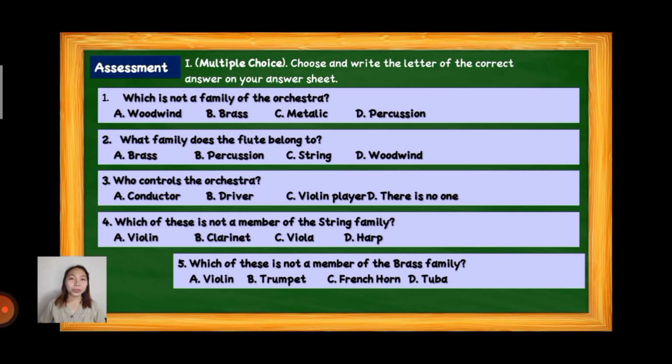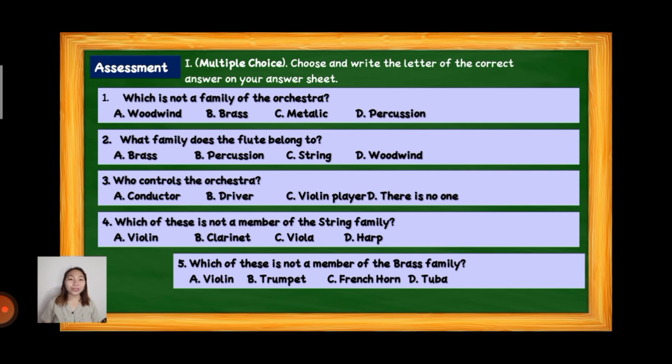Okay, number 2. What family does flute belong to? Asa man to siya na belong? A. Brass, B. Percussion, C. String, D. Woodwind. Okay, number 3. Who controls the orchestra? Okay, katong naa sa tubangan, mo guide nila. Sa man ana? A. The conductor, B. The driver, C. The violin player, letter D. There is no one. Okay.